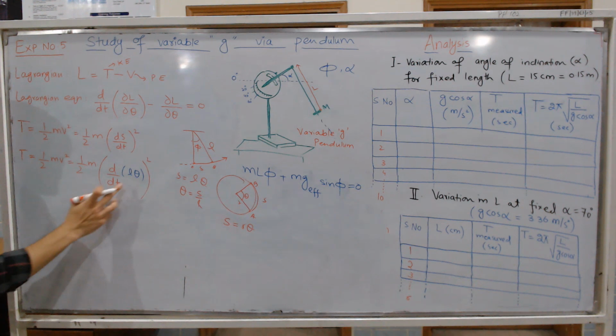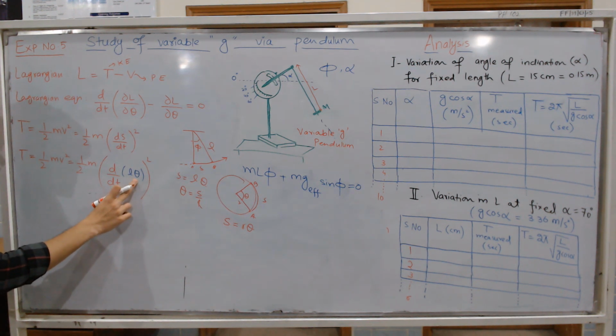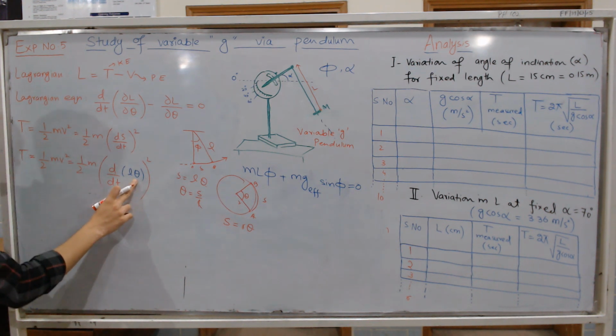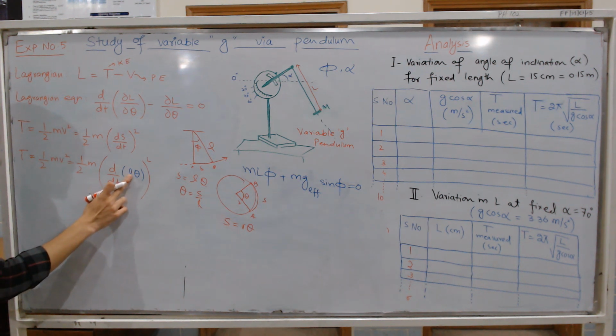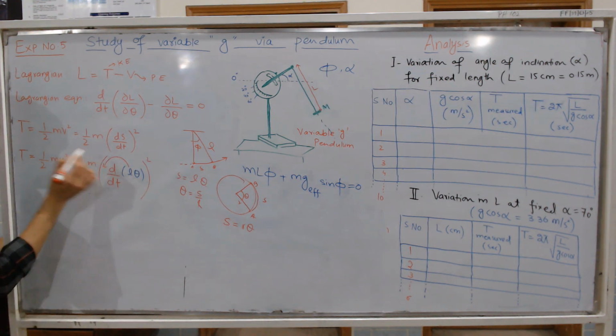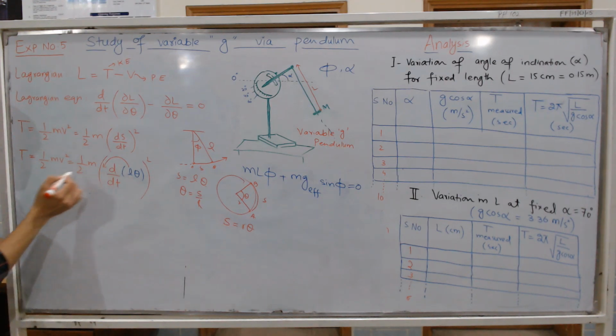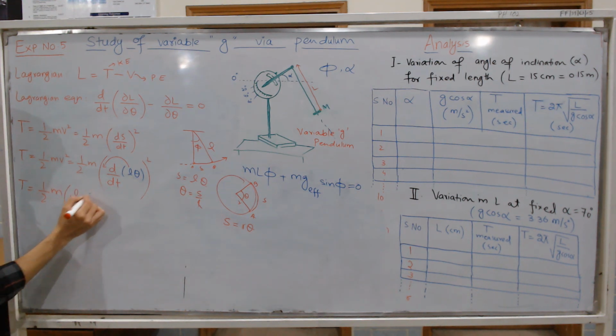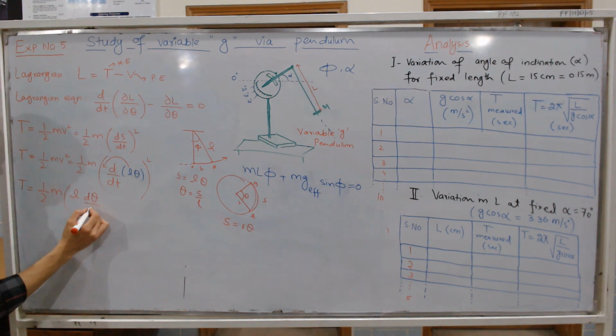Now theta is the angular displacement, so it depends on time t, and L, the length of the pendulum, is constant. So I can take this L out. So T, the kinetic energy, is equal to half m L squared times (d theta by dt) whole squared.